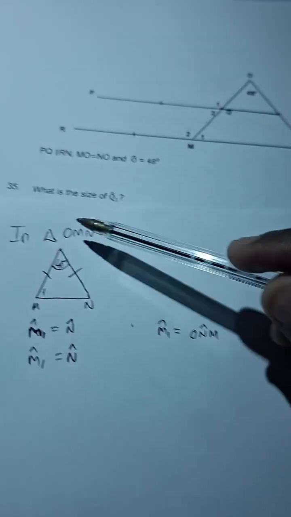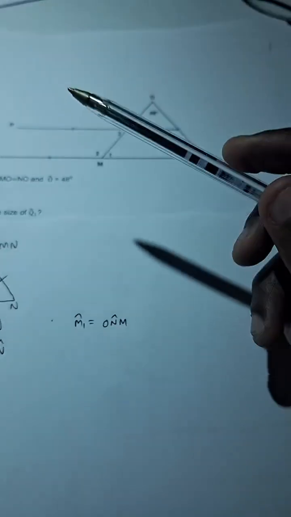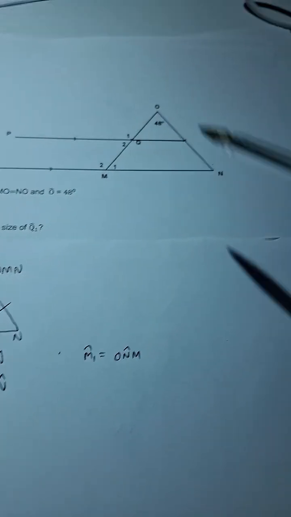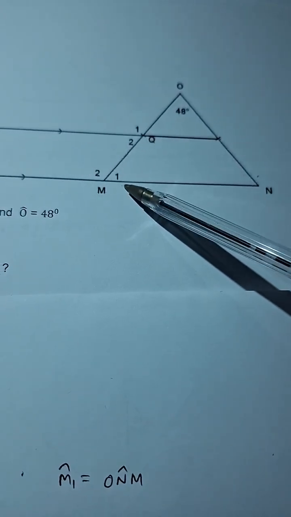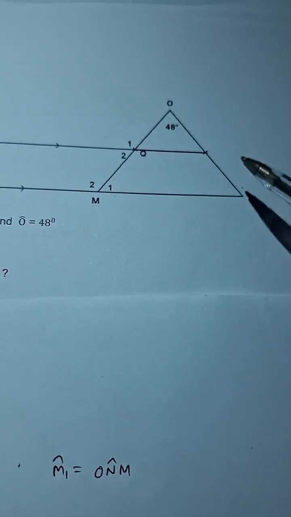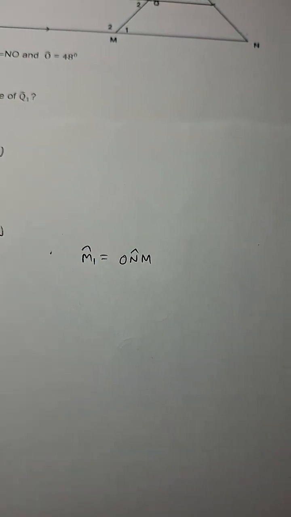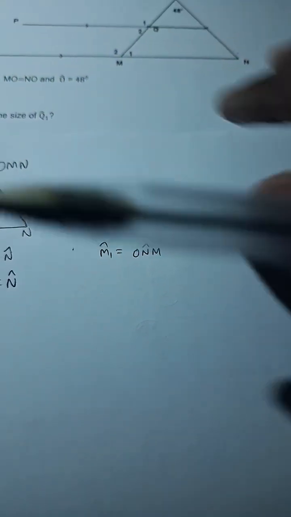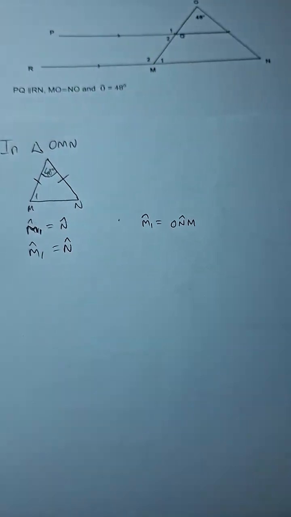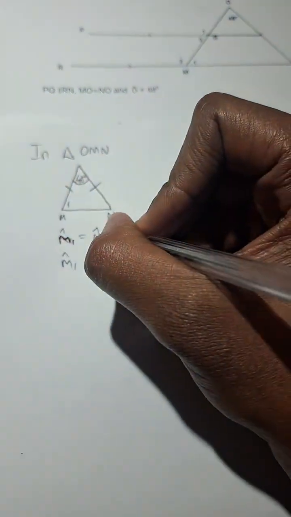But if I don't tell you the triangle where I'm working, then I have to be specific about the angle. I have to say angle M1 is equal to angle ONM, and then use the little cap on top of the N to indicate the angle that I'm working on. So that becomes very important, guys, whenever you're doing geometry. Okay, now I need the reason.